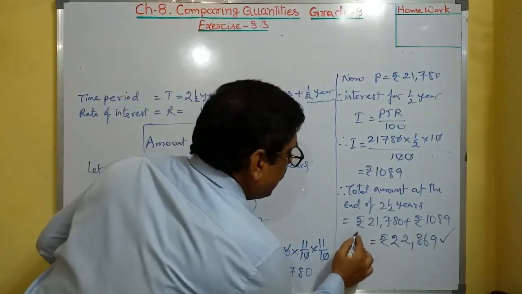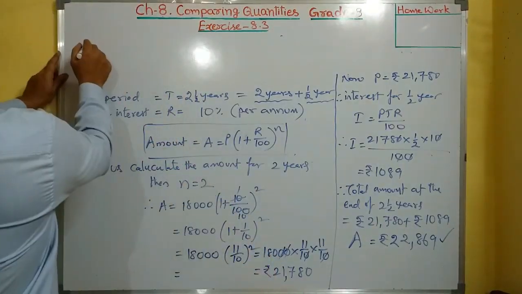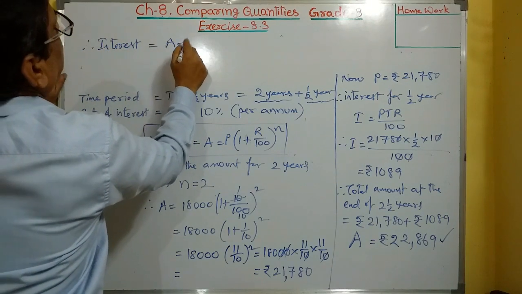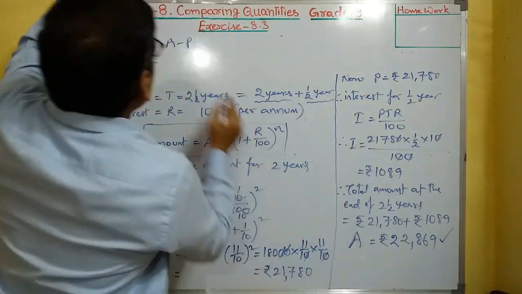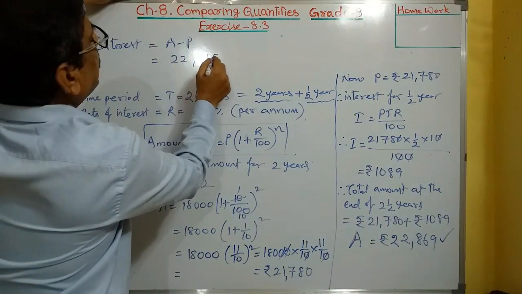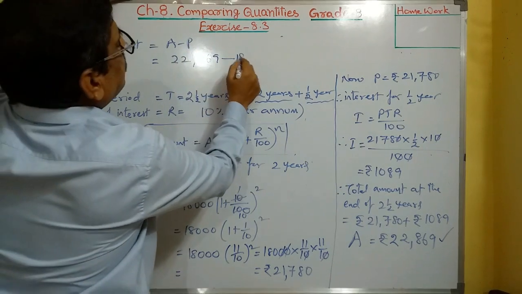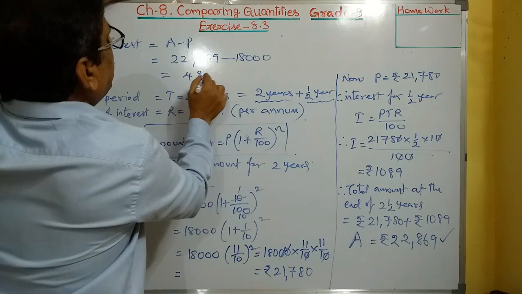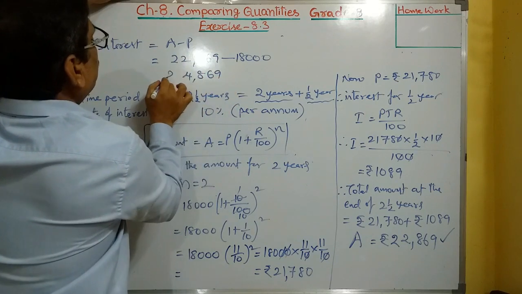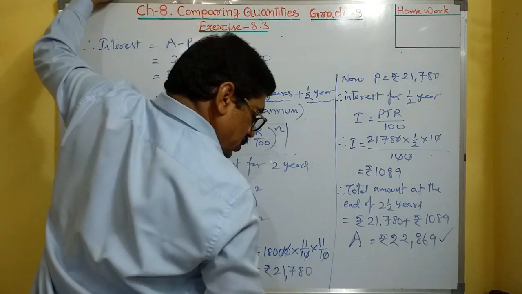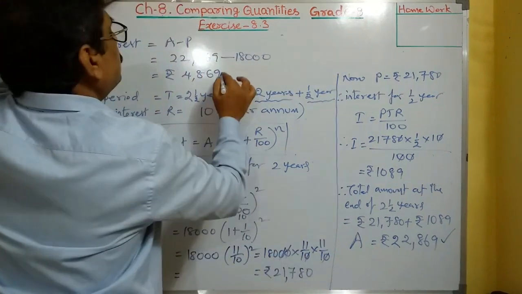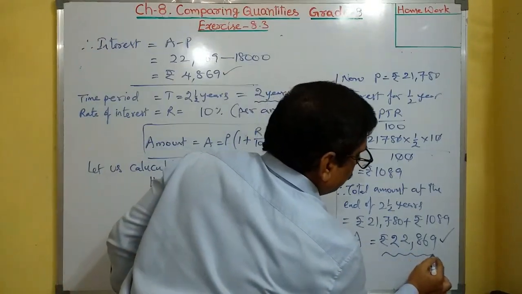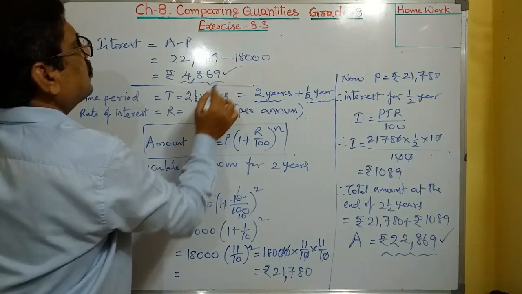First, amount A. Okay, now interest is equal to A minus P. What is the amount? 22,869 minus P, principal is 18,000. So we get 4,869 rupees. So this is the interest to be paid at the end of 2.5 years. Okay, there are 2 answers. This is the first answer and this is the second answer.